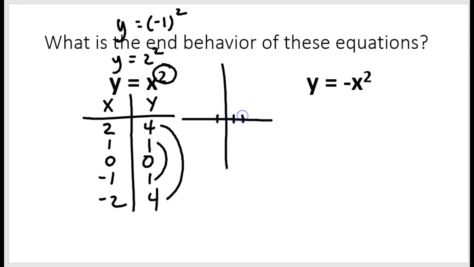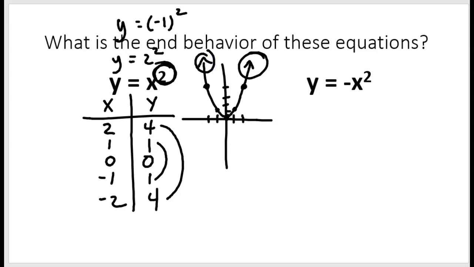2, 4 is the same thing as negative 2. It's also 4. So positive 2 and negative 2 both give you a positive 4. What if I plug in a positive 1? We get 1, right? Well, the same thing happens if you plug in a negative 1. You also get 1. The result of that is that on the right side of my graph, the graph goes up. But since the square cancels out the negative, the left side also goes up. They do the same thing on the left and right hand side because of the square.